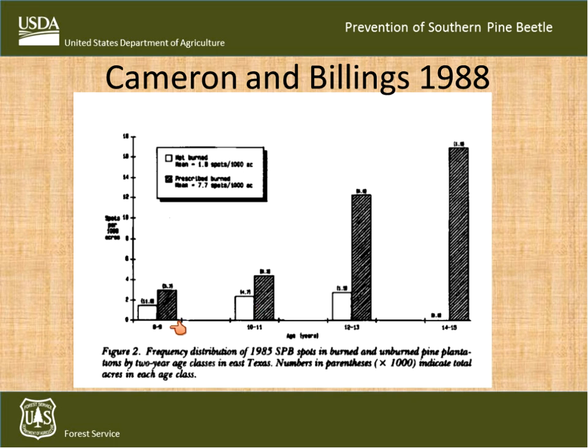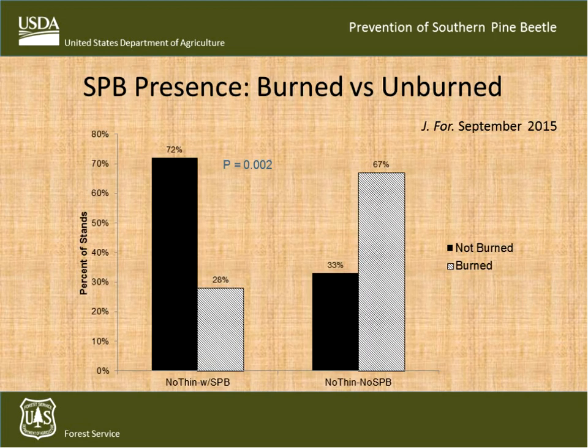I will point out that the stands that they looked at were between 8 years old and 15 years old, and I would argue that a prescribed fire in an 8-year-old stand or a 13-year-old stand is very different than a 25-year-old stand. And the reason I say that is we did a similar study in Mississippi, the study that I talked about before with the thinning and the 900 spots. We also looked at stands that had been burned and the amount of southern pine beetle that had occurred in there. And the stands that had been burned were less likely to have southern pine beetle, exactly the opposite of what Cameron and Billings found.